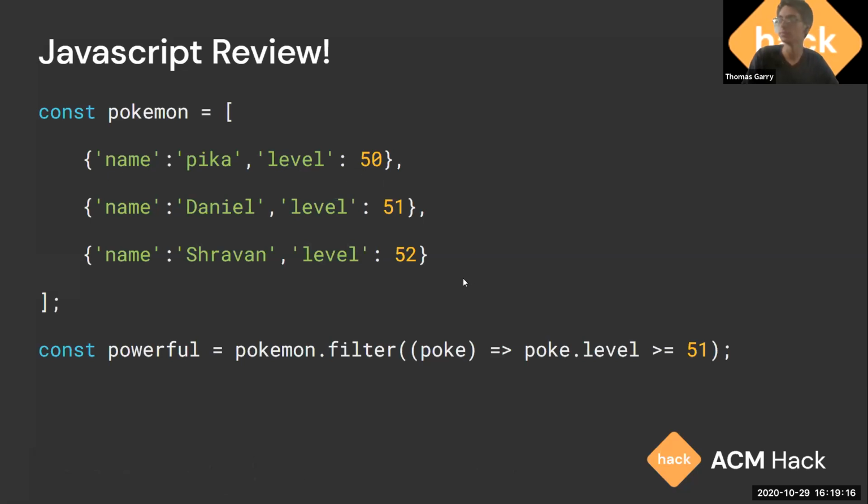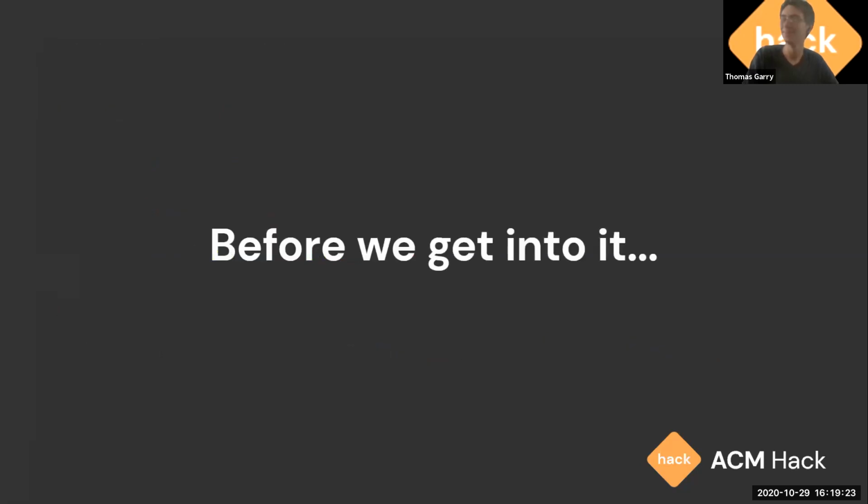Okay, we're going to keep going. Why is Daniel higher level than Pika? Because Daniel is epic. Okay.